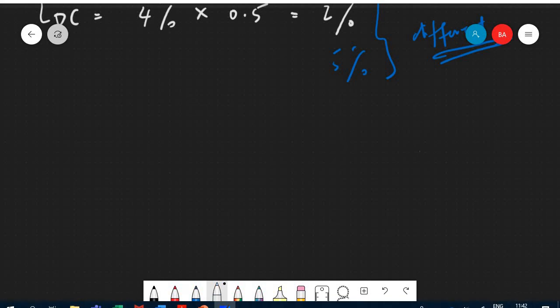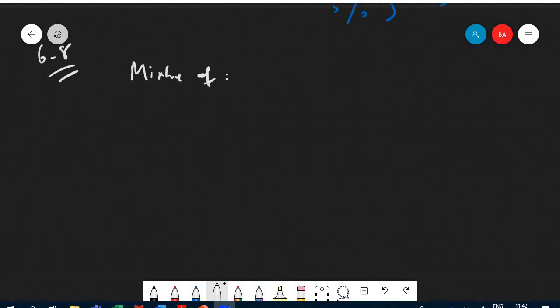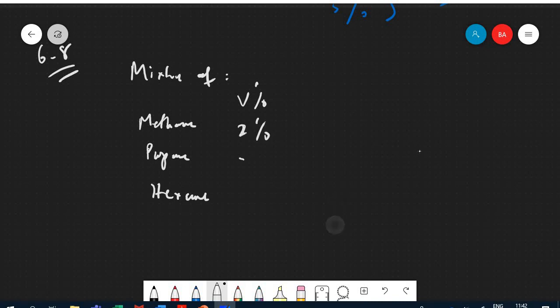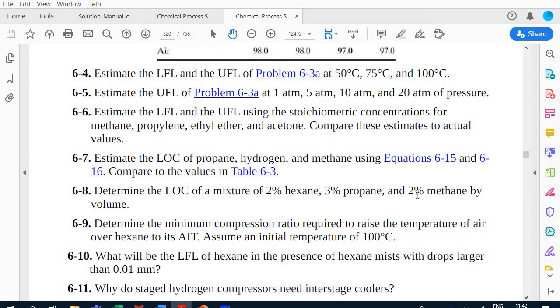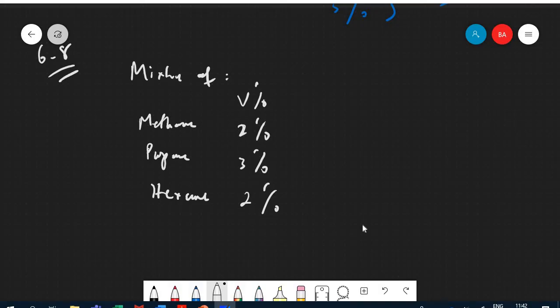So 6.8. That is 6.8. And we have a mixture of methane, propane, and hexane. The volume percentage here was 2% and 3% and another 2%. If I recall this correctly, it was 2, 3, 2, right? I started with methane: 2, 3, 2. Okay, that's great. So based on combustible gases, this is 7 total combustibles. I will write here total combustibles. That was about 7%.